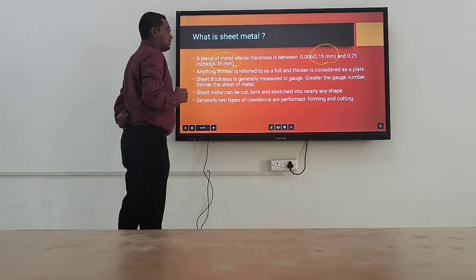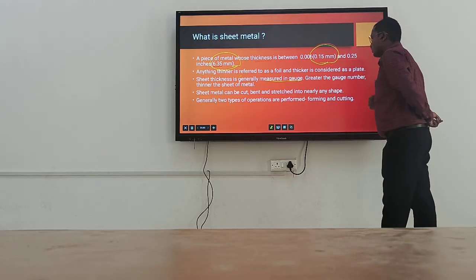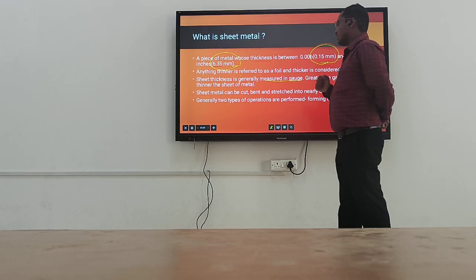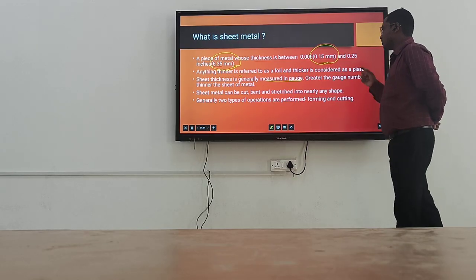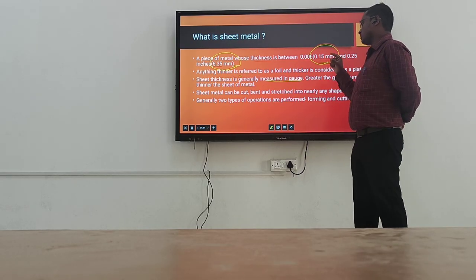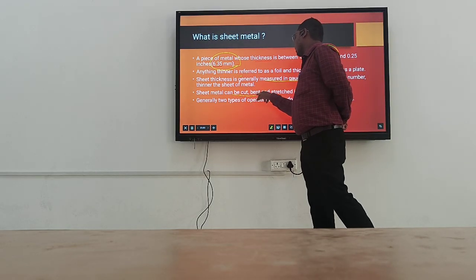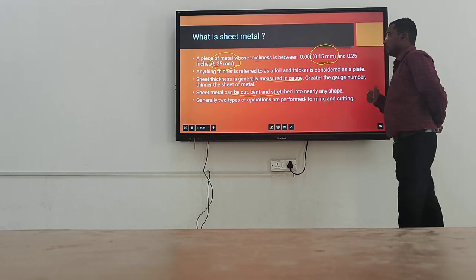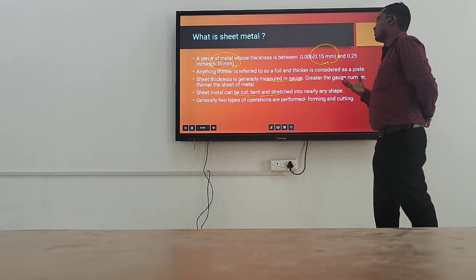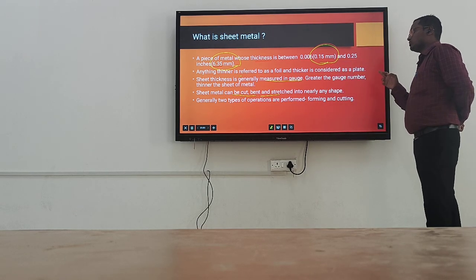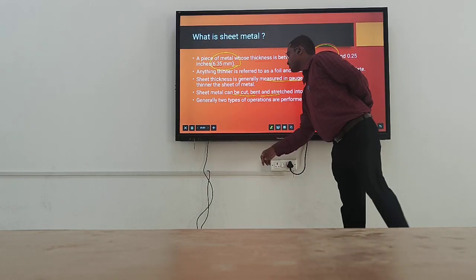Sheet metal is generally measured only in gauge. Because the metal is thin, we easily get a bend. Sheet metal bends easily because of its thickness. Next.